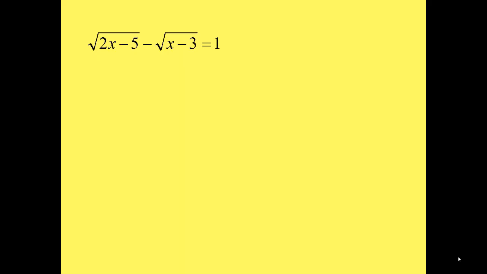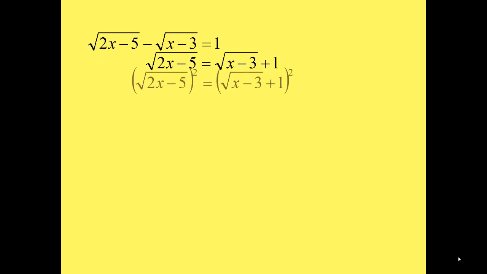Okay, this example has a double radical in it, and you can only isolate one of the radicals, so you're going to have to do the isolation thing twice. So we need to separate the radicals, get one radical by itself, and then we square both sides.